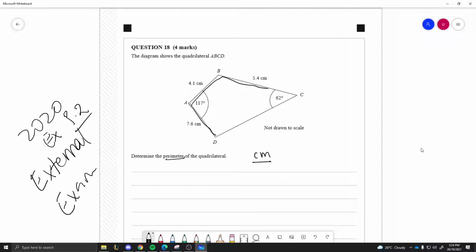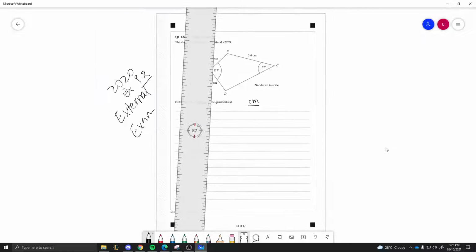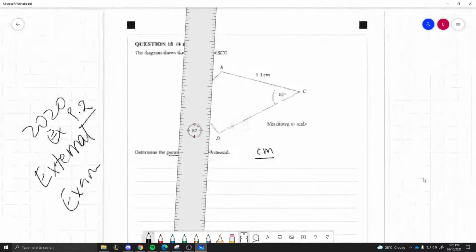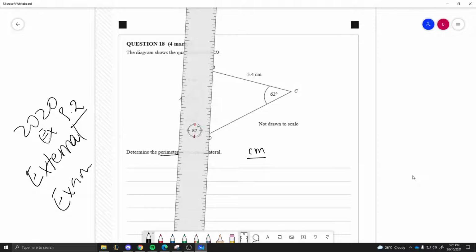So I've already been given 3 sides, but we need this one right here. From what I can see, there's only really one way to figure that out. To start, we're going to pull out this ruler. I've already lined it up a bit because this is the most tedious thing. Let's line that up.